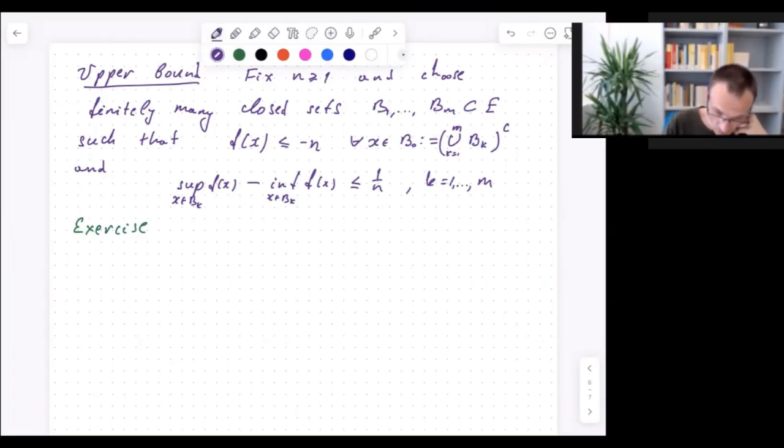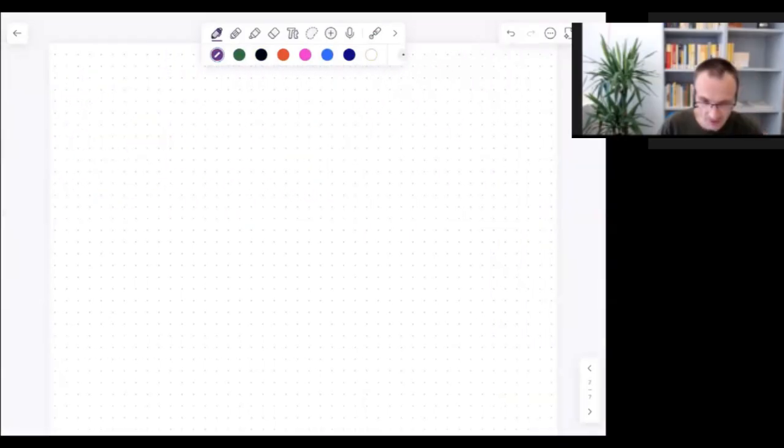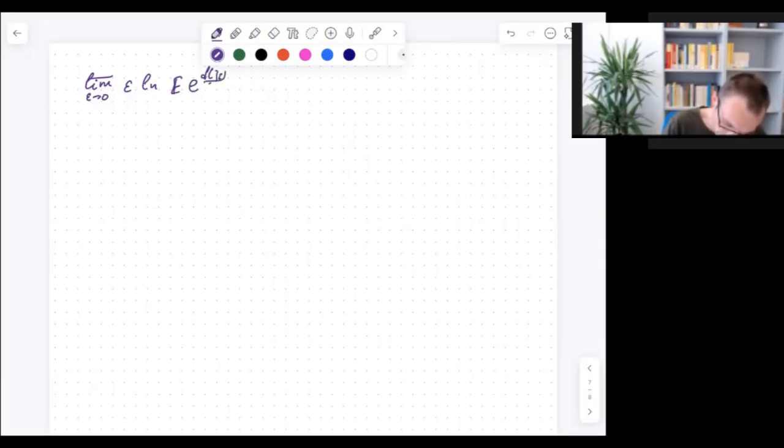I want to maybe have all computations on one page. Let me start from the new page. It is lim as epsilon goes to 0 of epsilon logarithm of the expectation of e to the power f of psi epsilon divided by epsilon, and then we estimate this by actually what you do, you just add a sum of indicators over all bk.